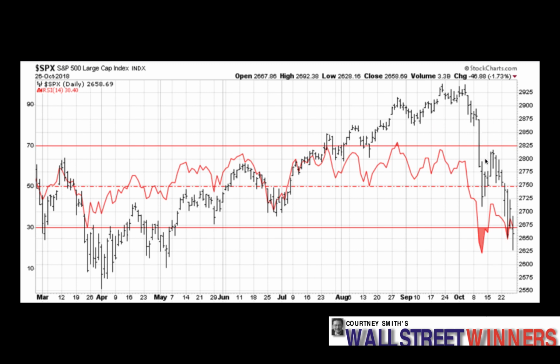Well, now we're seeing the exact opposite. The market plunges down. We see the low in the RSI. The market comes and makes a new low, but the RSI does not. This is momentum divergence and tells us that the market is about to move higher.